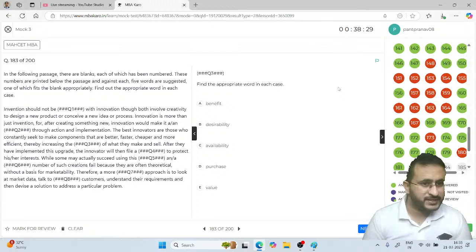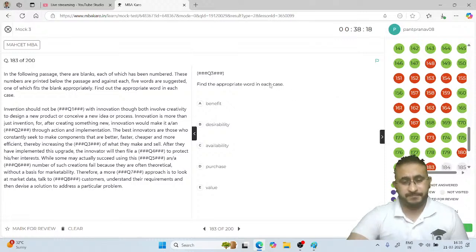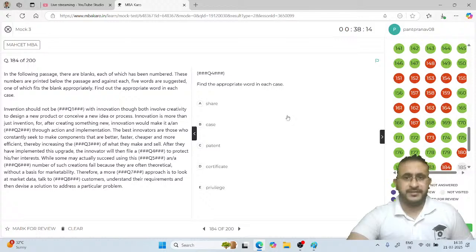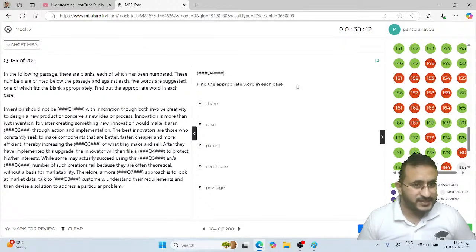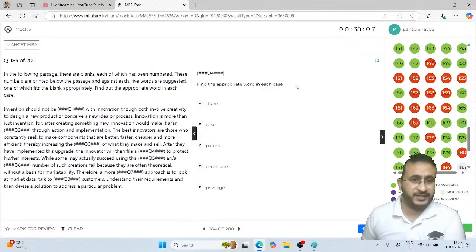Third blank is: the best innovators are those who constantly seek to make components that are better, faster, cheaper, and more efficient, thereby increasing the dash of what they make and sell. Value of what they make and sell. Then the fourth one says that after they've implemented this upgrade, the innovator will then file a dash to protect his or her. So that will be patent.